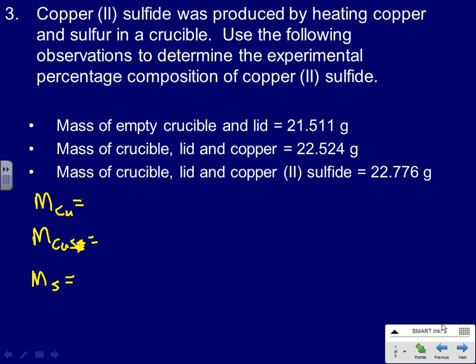So the trick to a question like this is to take our experimental data, do some thinking and some calculating, and figure out those masses. Once we have those masses, you do the exact same calculations. How am I going to get the mass of the copper? Tell me the numbers I have to do with what? What do we got there, Dallas? Both grams, excellent. Crucible lid and copper minus the crucible and lid.